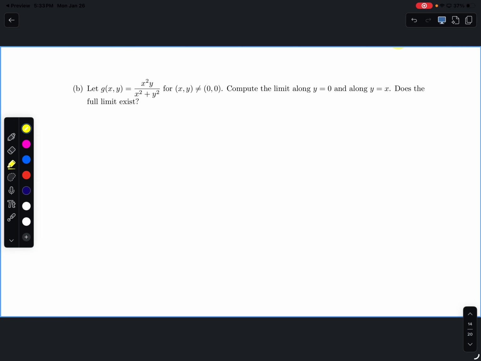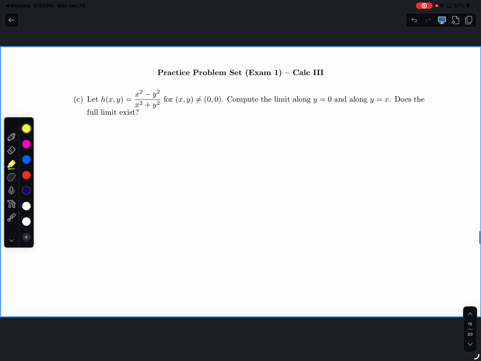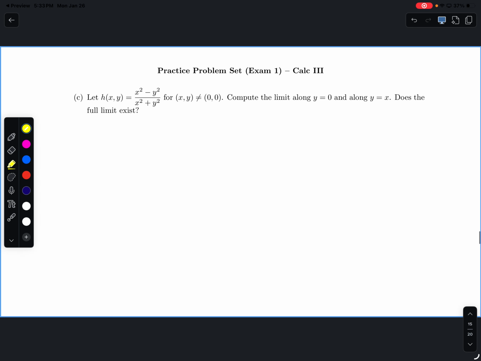And this is also a similar question. This one as well. Compute the limit along y is equal to 0. So y is equal to 0, the limit will be equal to 1, and y is equal to x, the limit will be equal to 0, so the limit does not exist. Okay.